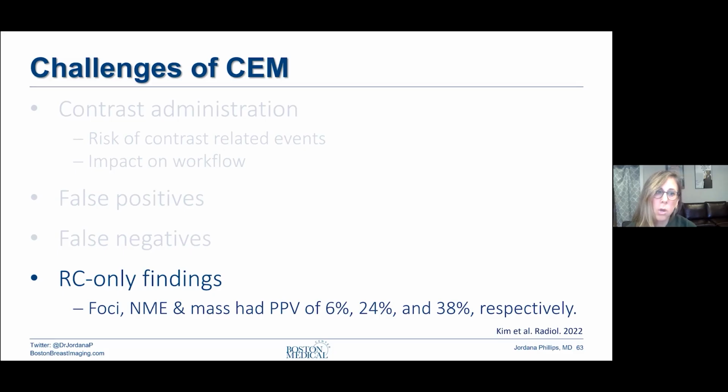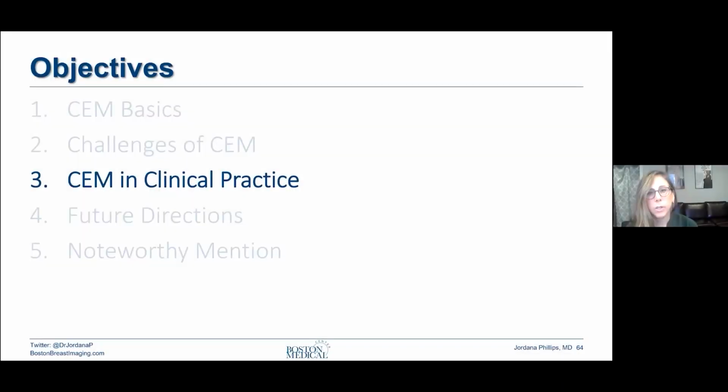these findings once you implement contrast enhanced mammo, because it's a real thing. It'll come up and you have to address these things. At the very least, you would do a follow-up, which is not recommended. So this is like the whirlwind tour of contrast enhanced mammo. We're going to move on to CEM in clinical practice.